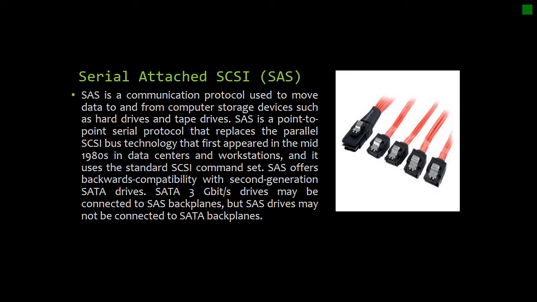So another type of interface is the Serial Attached SCSI or SAS. This is a communication protocol used to move data to and from computer storage devices such as hard drives and tape drives. SAS is a point-to-point serial protocol that replaces the parallel SCSI bus technology that first appeared in the mid-1980s in data centers and workstations, and it uses the standard SCSI command set. SAS offers backward compatibility with second-generation SATA drives. The SATA 3 gigabits per second drives may be connected to SAS backplanes, but SAS drives may not be connected to SATA backplanes.